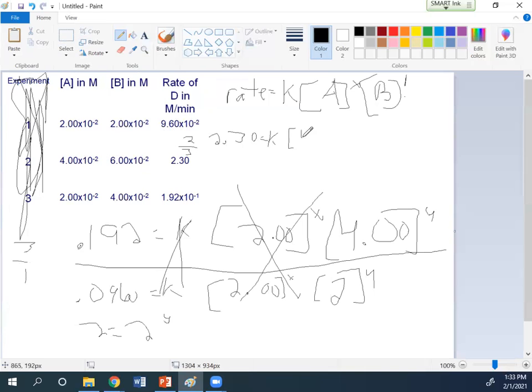Are you judging what's bigger by the rate of D? Yeah, the rate of D, that's what you want to determine. The biggest rate goes on top. 4 to the x power, and then 6 to the y power.